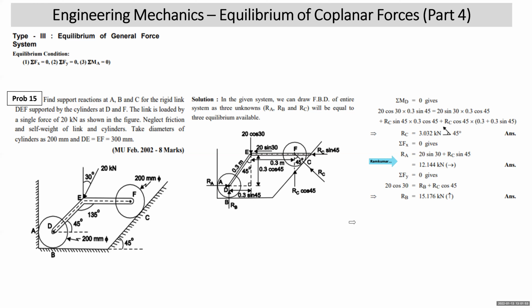Reactions RA, RB, and RC are towards the body, because these are the reactions exerted by the smooth planes. So the direction of RA, RB, and RC has to be like that only. It cannot be negative.